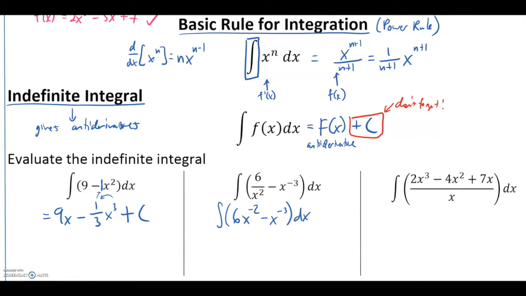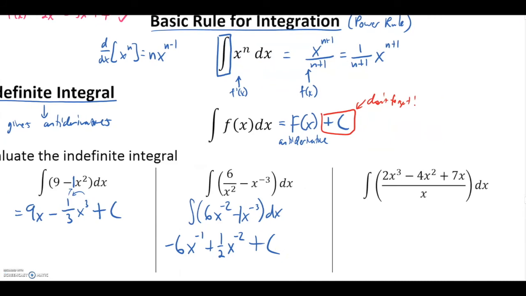And now we'll get x to the negative 2 plus 1 is negative 1, and we'll divide our first term by that negative 1, which will give us a negative 6. On the second term, we'll have x to the negative 3 plus 1 will be negative 2, and we'll divide the coefficient by that negative 2. This negative 1 divided by negative 2 will be a plus 1/2, and plus c.